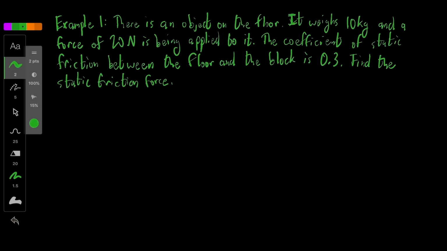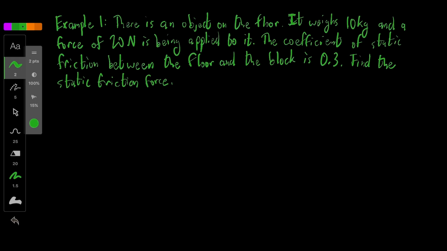Over here, we have our first example. Example 1. There is an object on the floor. It weighs 10 kilograms and a force of 20 newtons is being applied to it. The coefficient of static friction between the floor and the block is 0.3. Find the static friction force.